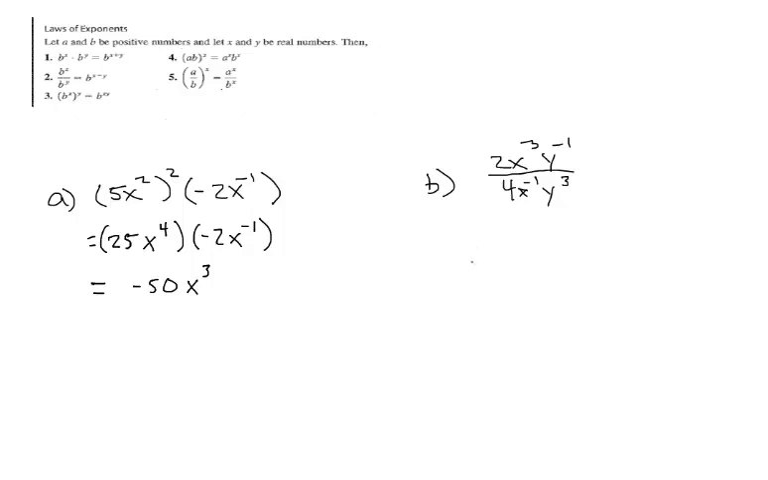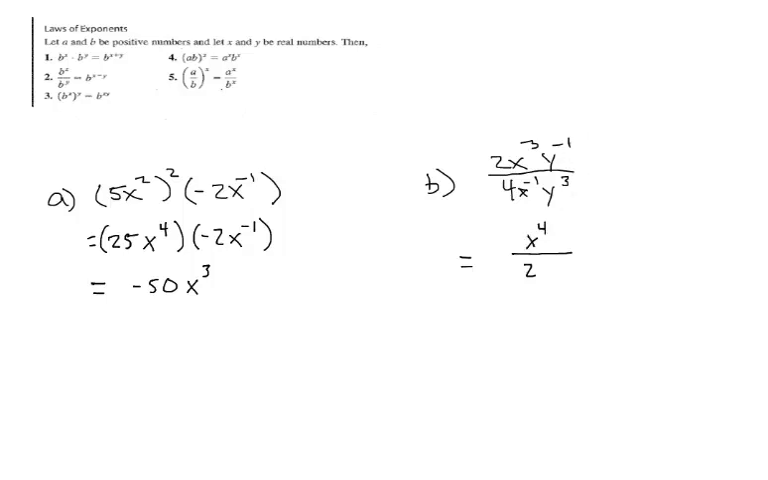In b, we have a division. So we have 2x to the 3rd, y to the negative 1, all divided by 4, x to the negative 1, y to the 3rd. So the first thing that I'm going to want to do is divide all of the variables that are similar. So I have 2 divided by 4, so that's going to give me a 2 in the denominator. And then we have x to the 3rd divided by x to the negative 1. And remember, when we divide, we subtract the exponents. So we have x to the 3rd divided by x to the negative 1 is x to the 3 minus a negative 1, or x to the 4th.